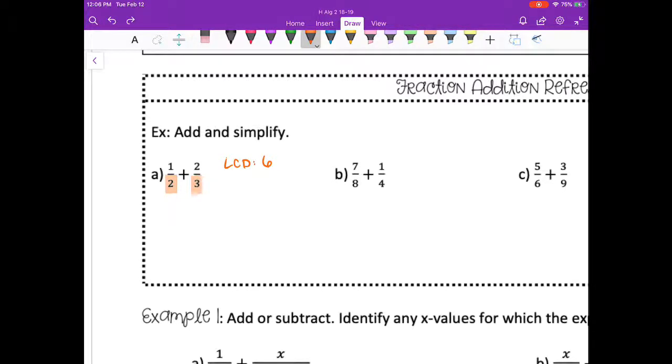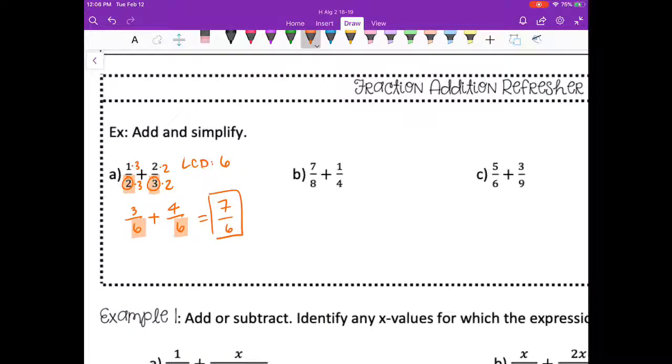Our first fraction, our denominator is 2, we're missing the 3. So we multiply top and bottom by 3, we get 3 over 6. And in our second fraction, our denominator is 3, so we're missing the 2. So we multiply by 2 on top and bottom. We get 4 over 6. Once you have your common denominator, you just add across the top. So 3 plus 4, I have 7 over 6.